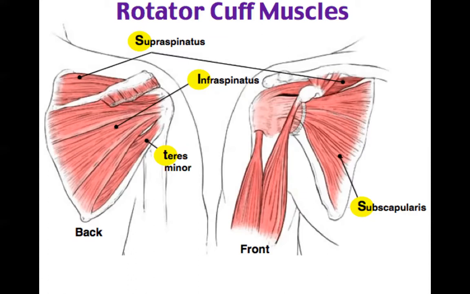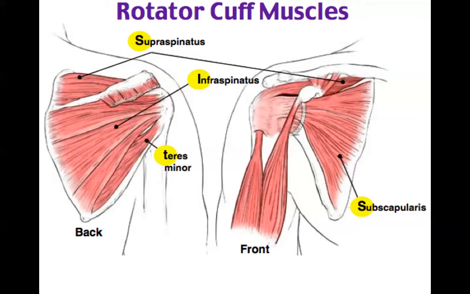The next one, infraspinatus, has its origin in the infraspinous fossa. That's also where the muscle belly is, its insertion is on the greater tubercle of the humerus, and its action is to laterally rotate the humerus. The tendon is making up the posterior cuff of the humerus. Next is teres minor, which originates along the inferior and lateral border of the scapula, and it inserts on the greater tubercle of the humerus. So this is also forming part of that posterior cuff and contributing to lateral rotation of the humerus.